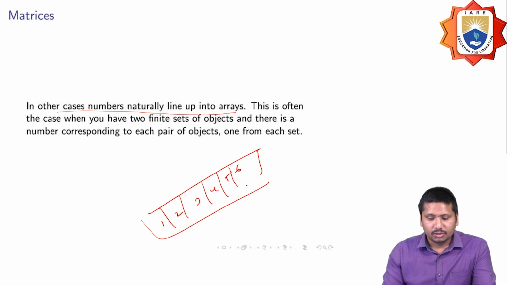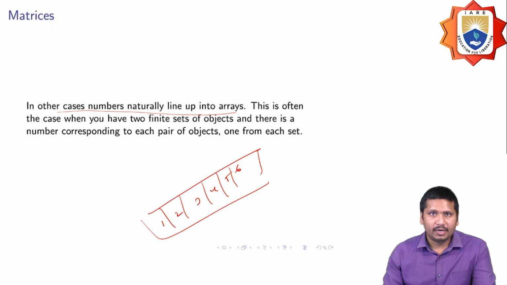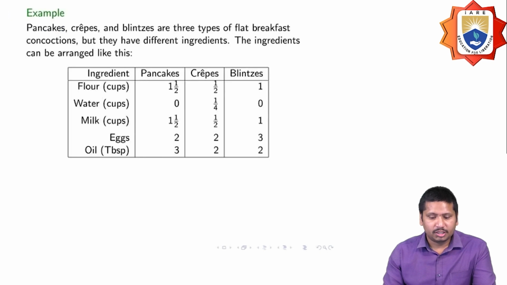Here, how can I represent, with a defined set of objects, the corresponding pairs of objects from one set to each element of the other set? I want to represent one set in terms of the other set through the pairing of objects. How can I do that? For this, we need a matrix.